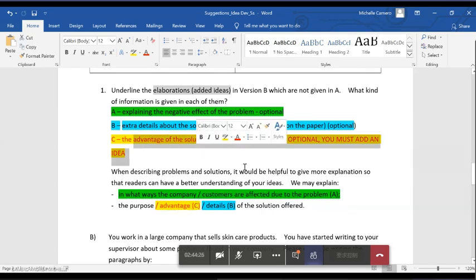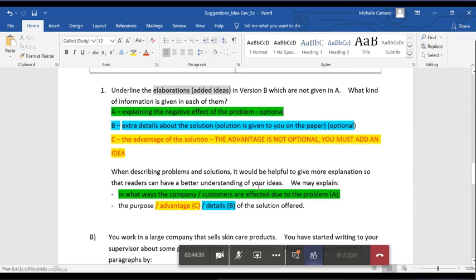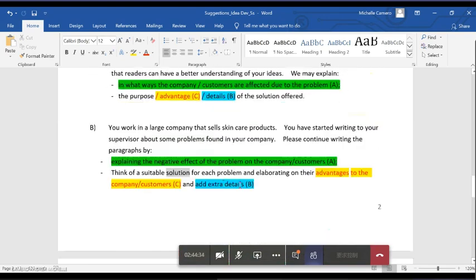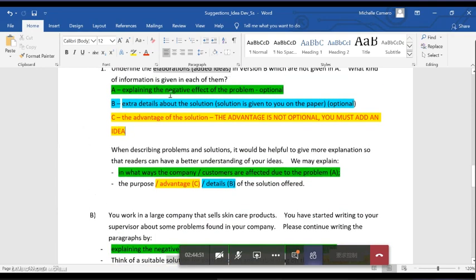Remember, that's not optional. You have to do that, okay? All right, then there are some examples down here. There's 3. So what it says is, you work in a large company that sells skincare products. You have started writing to your supervisor about some problems found in the company. Please continue writing the paragraphs. They would like you to explain the negative effect of the problem on the company or the customer. So remember, that's an example of A, explaining the negative effect of the problem.